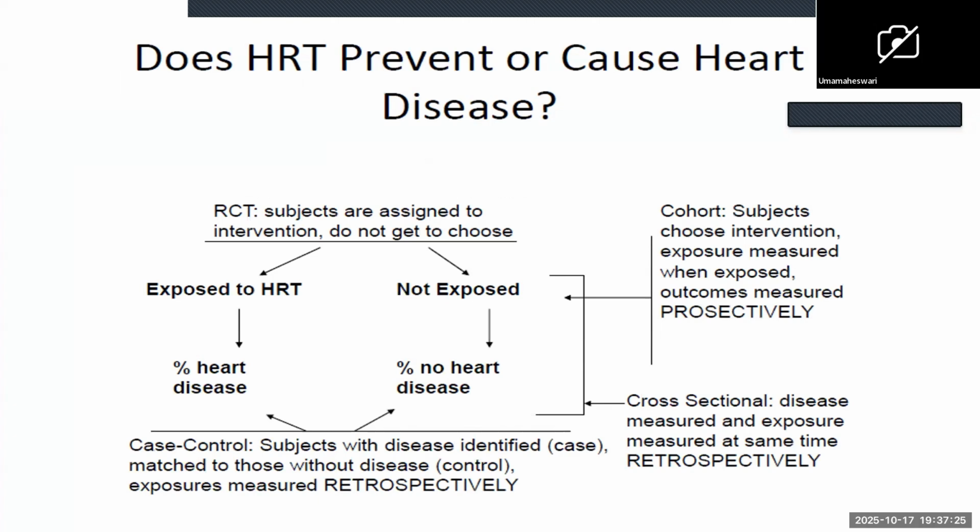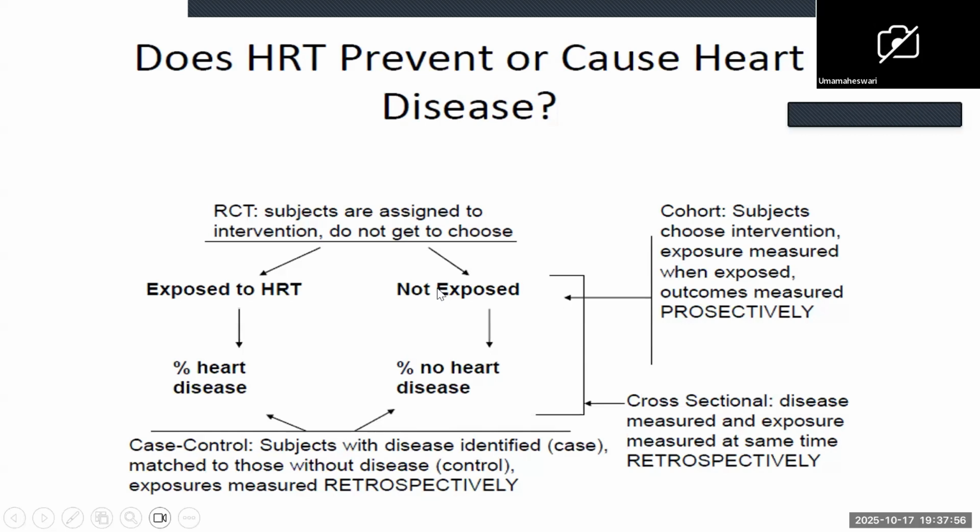What we have seen is cross-sectional study, which is a simpler one. Here, disease and exposure are measured at the same time. In an RCT, subjects are assigned to intervention, they do not get to choose. Exposed to HRT, not exposed, you see how many of them develop heart disease or not. If it is a case control, you begin with those who have heart disease and those without, and you ask retrospectively whether they have been exposed to hormone replacement therapy or not.